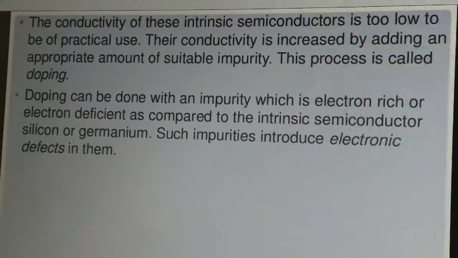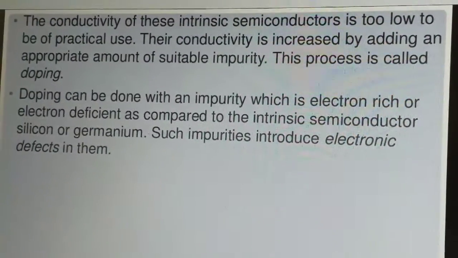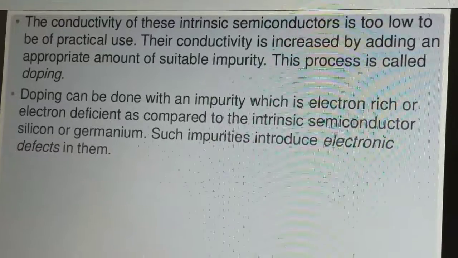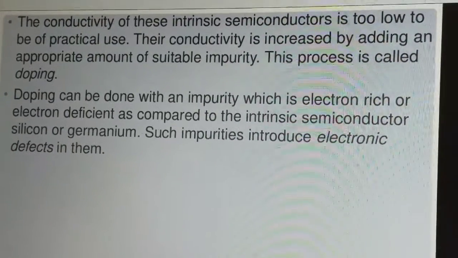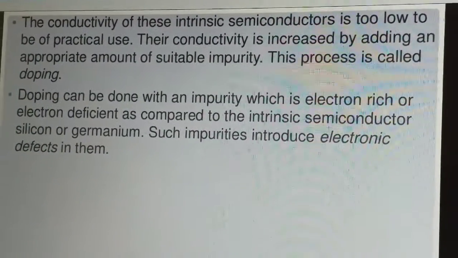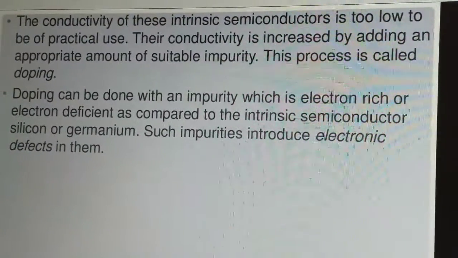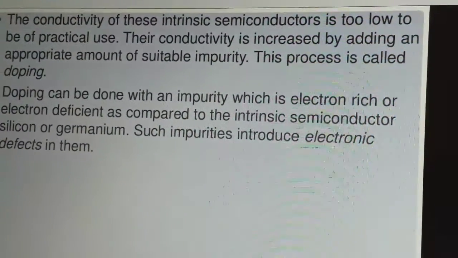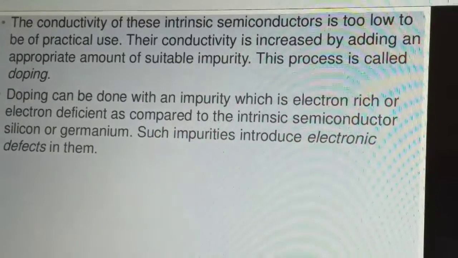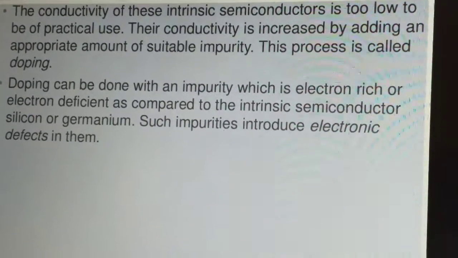The conductivity of these intrinsic semiconductors is too low to be of practical use. Their conductivity is increased by adding an appropriate amount of suitable impurity. This process is called doping. Doping means addition of impurity for improving the conductivity is called doping.